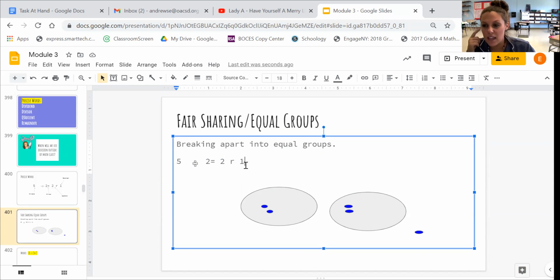I also want you thinking as we go through these slides today, how could you check your work? How could you double check and see for a division equation if you are correct? Maybe start thinking about the inverse operation.